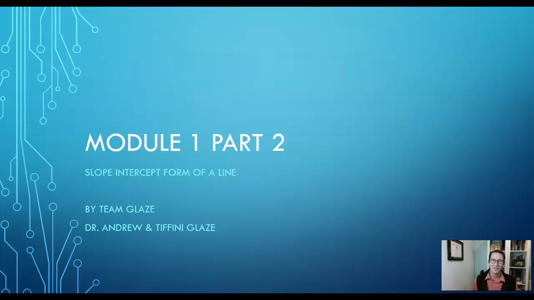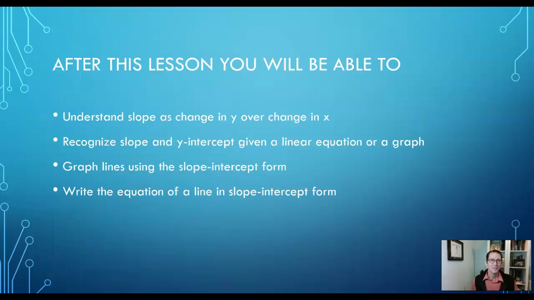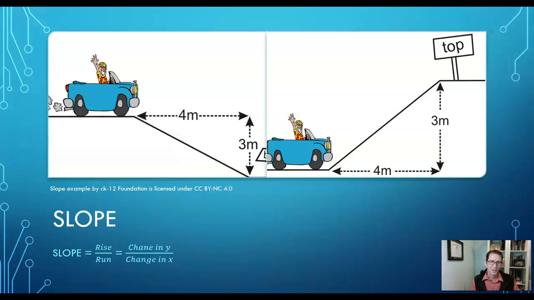Today we're going to talk about the slope-intercept form of a line. In particular, after this lesson, we want you to understand slope as a change in y over change in x. We want you to recognize slope and y-intercept given a linear equation or a graph. We want you to be able to graph lines using the slope-intercept form and also write the equation of a line in slope-intercept form.